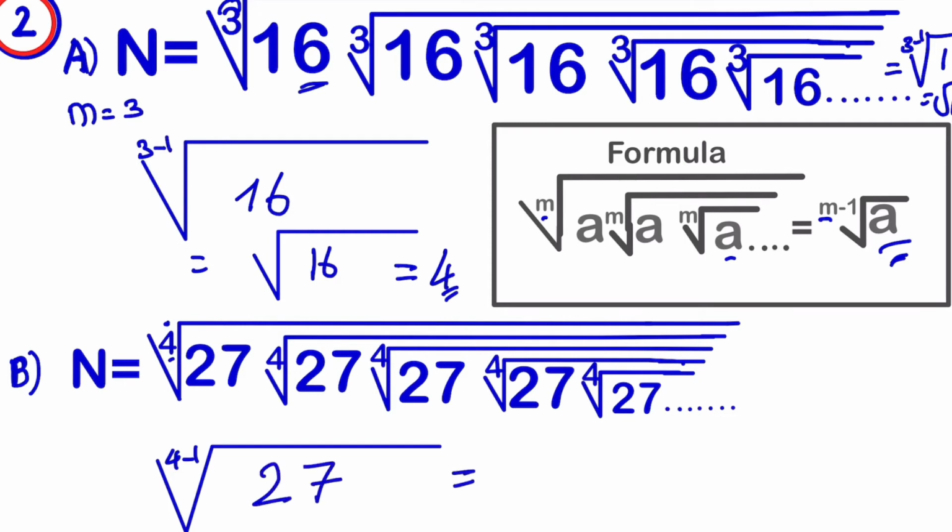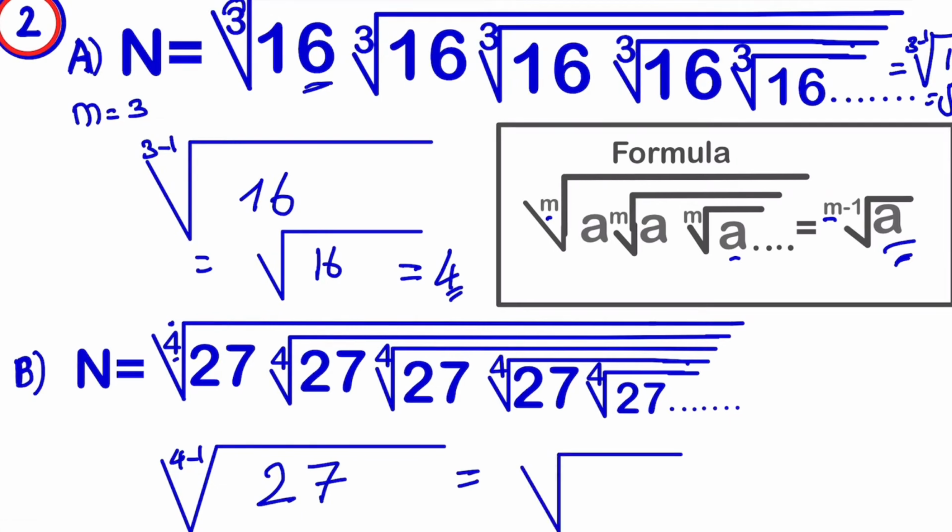So if we move further, we'll be left with 4 minus 1 is 3. So we are going to have 3 here and 27. So this will be the cube root of 27. The cube root of 27 is 3. So this is our answer, because 27 is the same as 3 times 3 times 3. So the cube root represents one of it. So the cube root is 3.